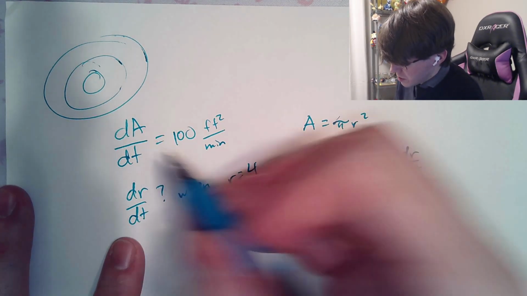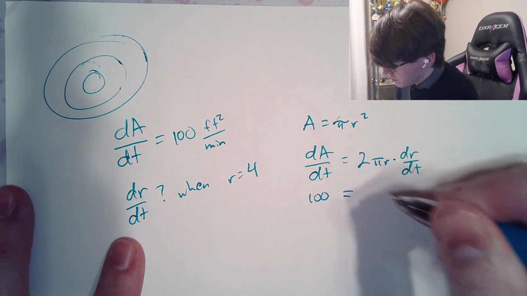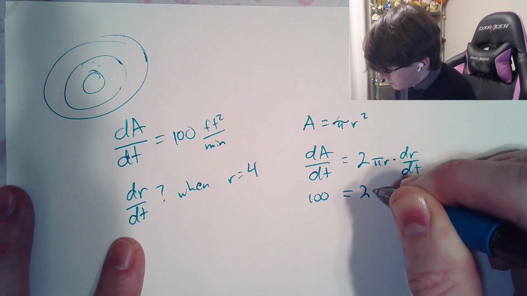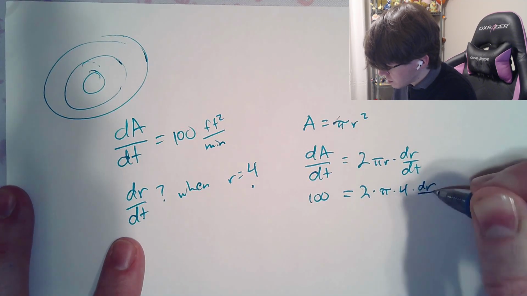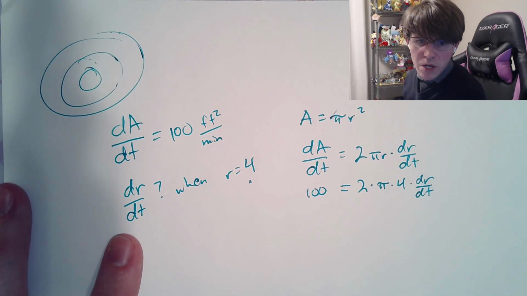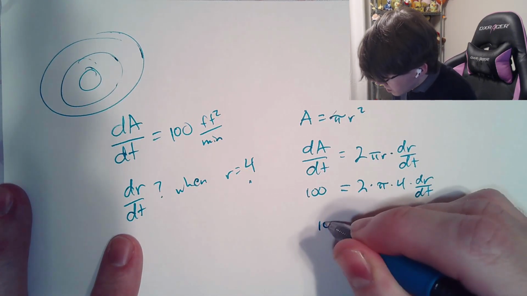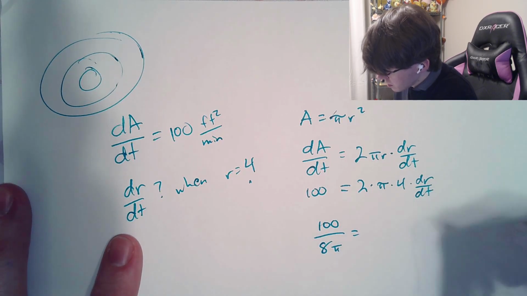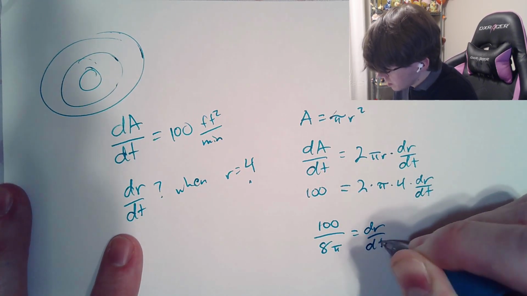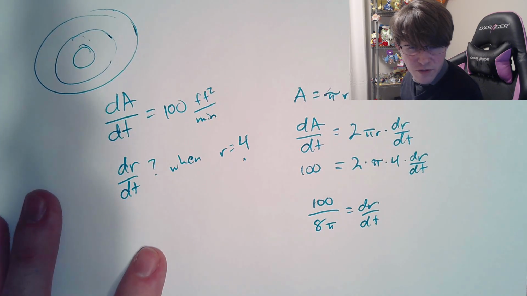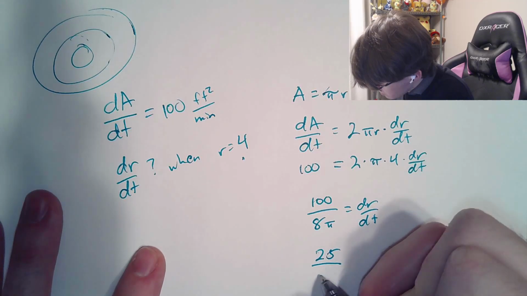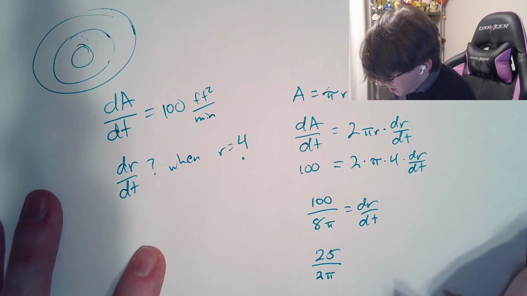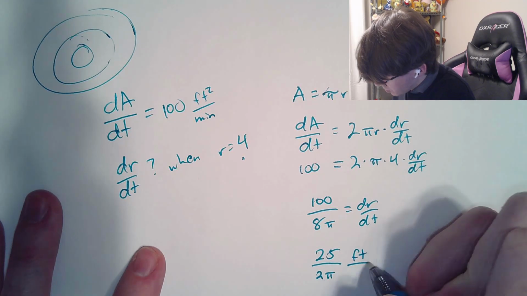And we're told that the area is increasing at 100 feet squared per minute. Then we have 2 multiplied by pi. We're told that the radius is 4 times dr over dt. And last but not least, we're going to divide everything: 100 over 8 pi. So 100 over 8 pi is equal to our dr over dt. We do need to simplify that, though. Is that 50 over 4, 25 over 2. So 25 divided by 2 pi, and that is going to be feet per minute.